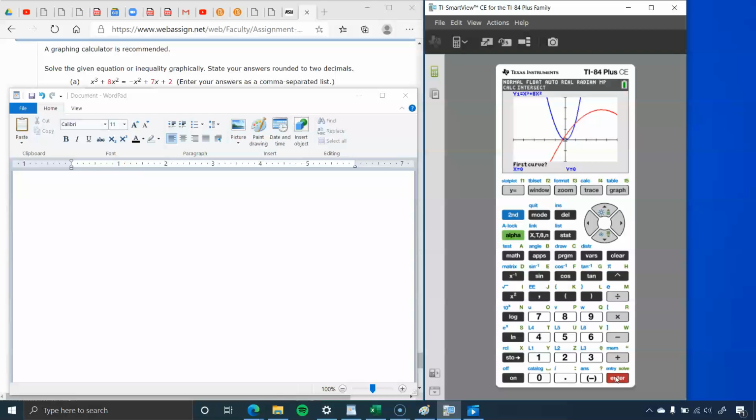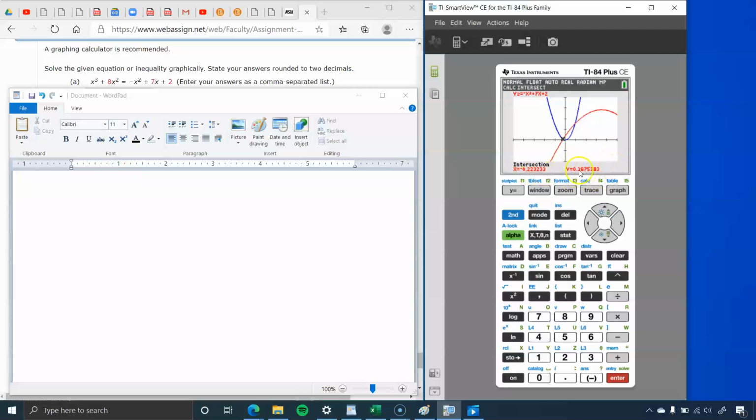Now, if there's only 2 functions, yes, the calculator should know it's just 2 of them, but still it goes through the steps. So it wants me to verify, is this the first function I'm interested in? Yes, enter. Is that the second function? Yes, enter. Now it wants a guess. It wants me to put the cursor as close as I can get it to the intersection point and hit enter. Okay, and so they're going to intersect at the x value is negative 0.223233, and the height is this 0.387 number.